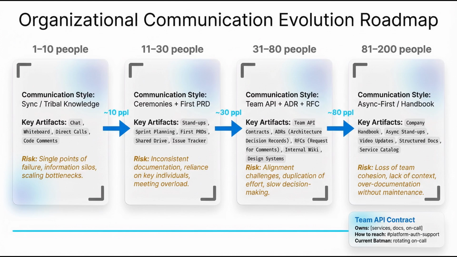Communication becomes structural. At 81 to 200 people, the organization shifts to async first, formal human API, handbook first approach. GitLab is the benchmark for this approach. 2,700 pages of public handbook, updated via merge requests exactly the same way as code. Async first means documentation takes priority over meetings.